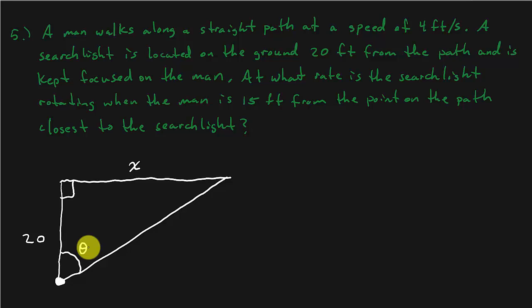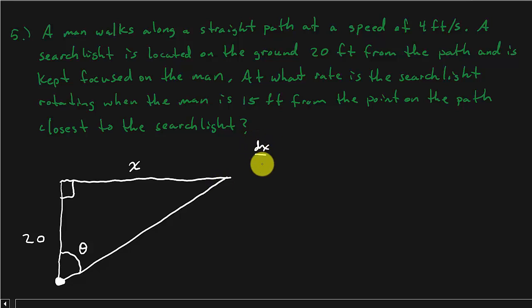All right, so let's see. It says a man walks along a straight path at a speed of 4 feet per second. So he's walking along the path. So that's the change in x, dx/dt. That's the 4 feet per second.